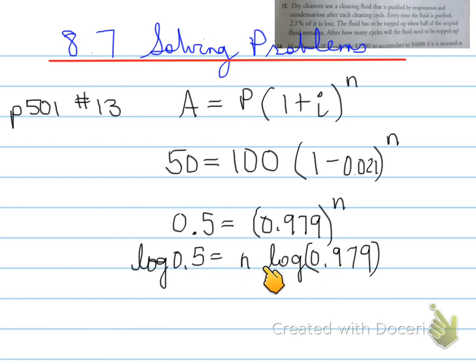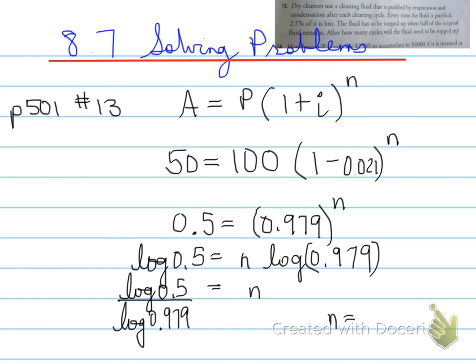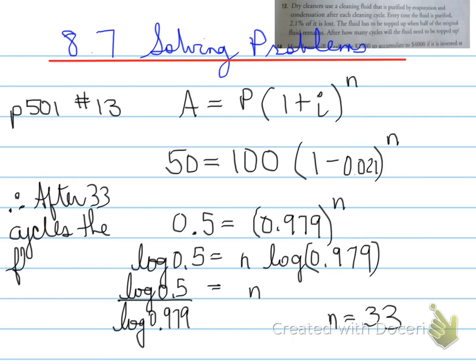Don't forget, we need to solve for n, so we take log of 0.5 divided by log of 0.979, and the result will be 33. You can't do half of a cycle, so after 33 cycles the fluid needs topping up, because at 32 it will still be more than 50%. We want to do it when it drops below 50%. So after 33 cycles, the fluid needs to be topped up.